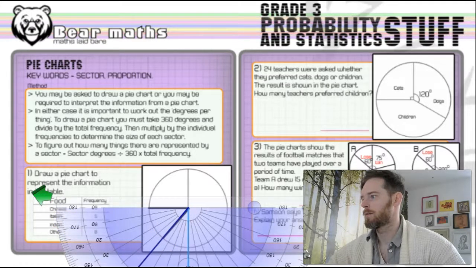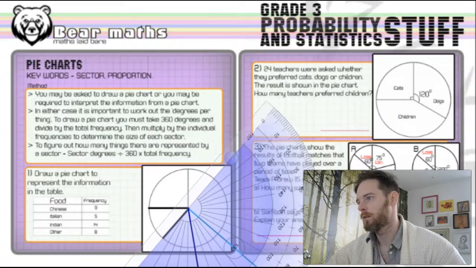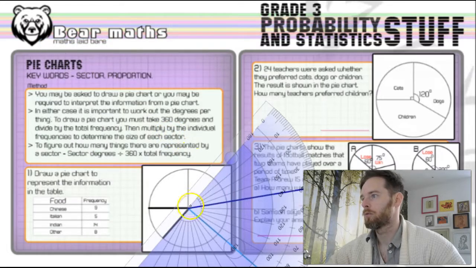Again, we need to go round and rotate the protractor. So we're at 140 degrees, lining up the 0 here. So we're going to go round 140. And that's our third part of our pie. Get the line tool back in for that, and draw from the center to the circumference of the circle.